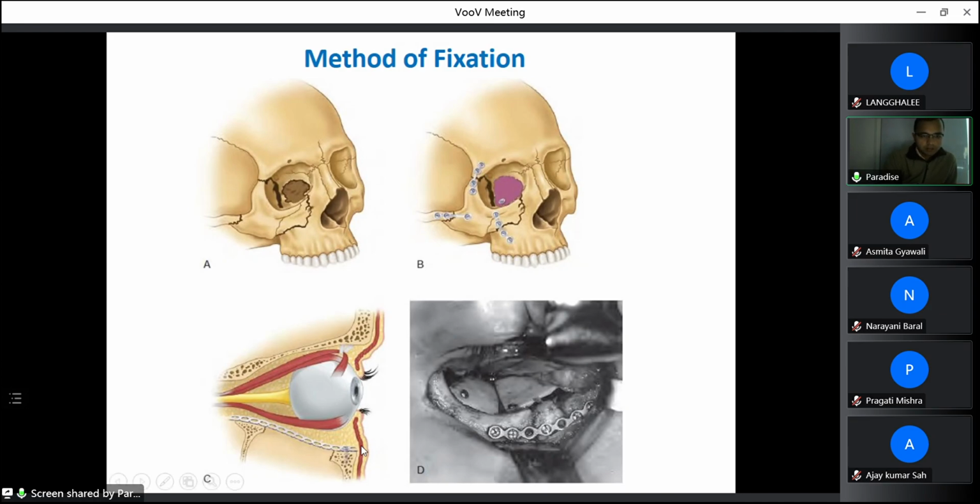In case of orbital floor reconstruction, you have to approach through the subciliary approach. There are many approaches like the infraorbital approach, but the problem with the infraorbital approach is you will get an unsightly scar. The aesthetic problem is there. You can give the subciliary incision. In case of subciliary incision, the scar mark is hidden within the eyelashes.